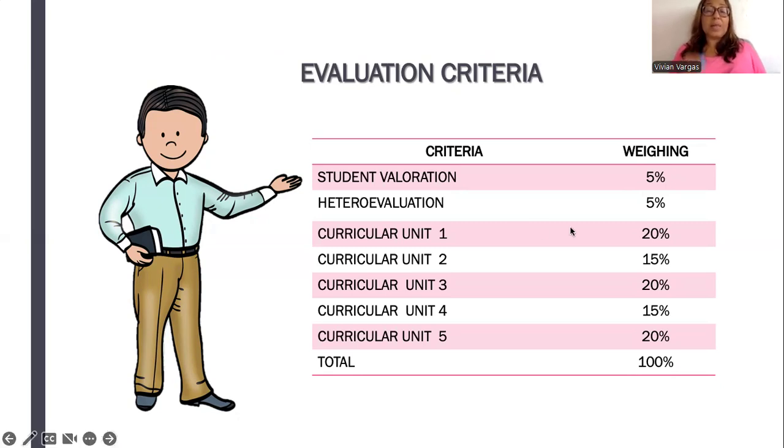Now, the external evaluation is something that the teacher has to do. I have to do it taking into consideration the times that you have come to class, if you have completed the work, if you have been participative, all those things affect your final evaluation. Curricular unit number 1 is at 20%, number 2, 15, number 3, 20, number 4, 15, and finally number 5 for 20%. This, when you add it up, you get 100%, okay?